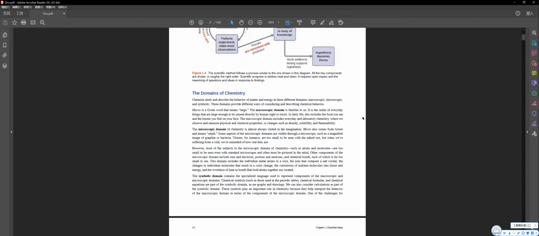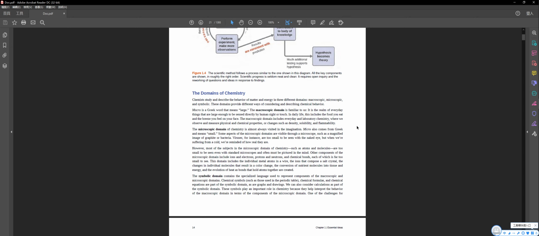It is a realm of everyday things that are large enough to be sensed directly by human sight or touch. In daily life, this includes the food you eat and the breeze you feel on your face. The macroscopic domain includes everyday and laboratory chemistry, where we observe and measure physical and chemical properties or changes such as density, solubility, and flammability.